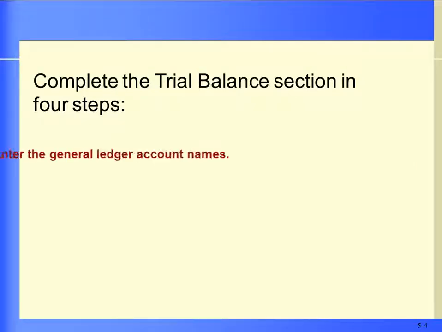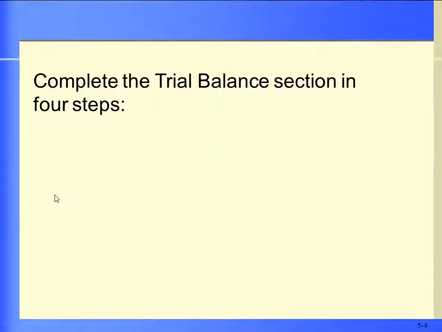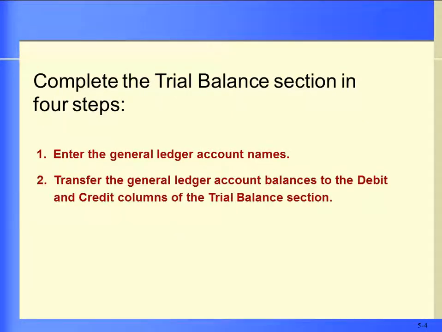So the steps in the trial balance: enter the name for the general ledger account name. So over here, these are the names. Transfer the general ledger account balances to the debit and credit columns of the trial balance. So originally, we prepared journal entries. We used the general journal to post journal entries, and after the general journal, we post them to the general ledger.